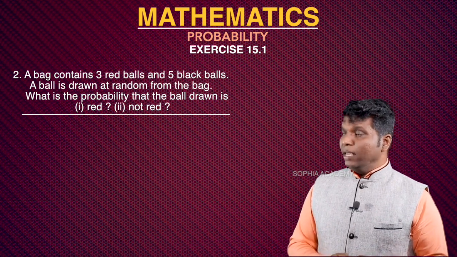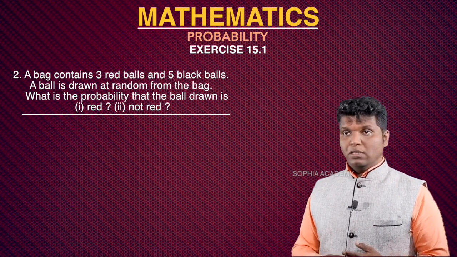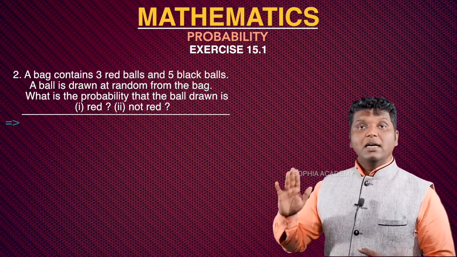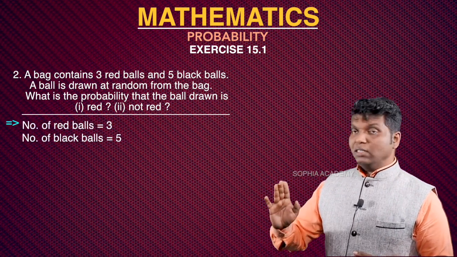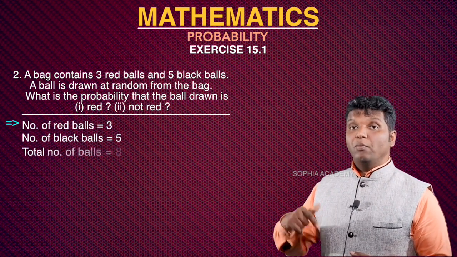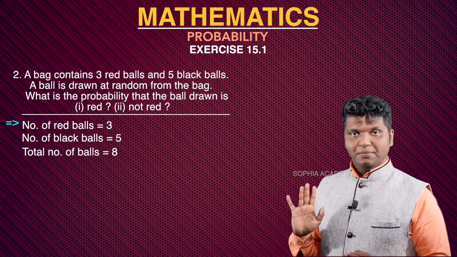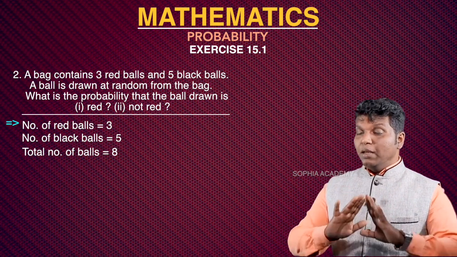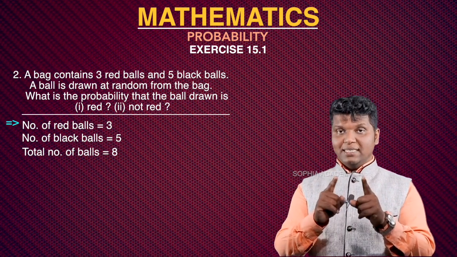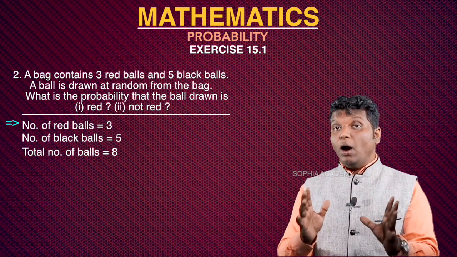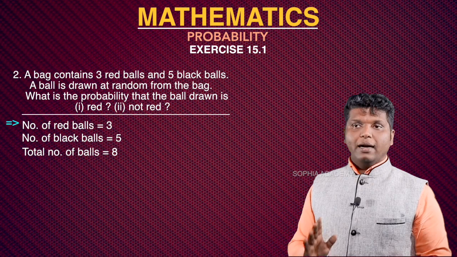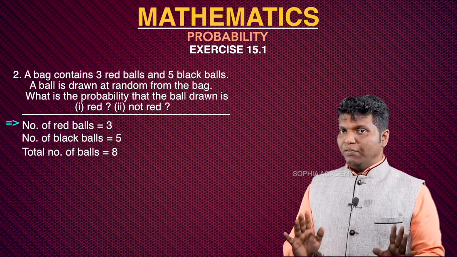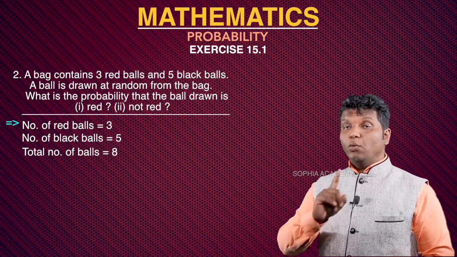What is given here? Inside a bag there are 3 red balls, 5 black balls. So you will write the number of red balls is equal to 3. Number of black balls is equal to 5. Total number of balls is equal to 3 plus 5, that is 8. Right? Altogether there are 8, meaning the total outcome is 8. Did you get that idea? Out of this 8, 3 are red and 5 are black. That's the only difference.